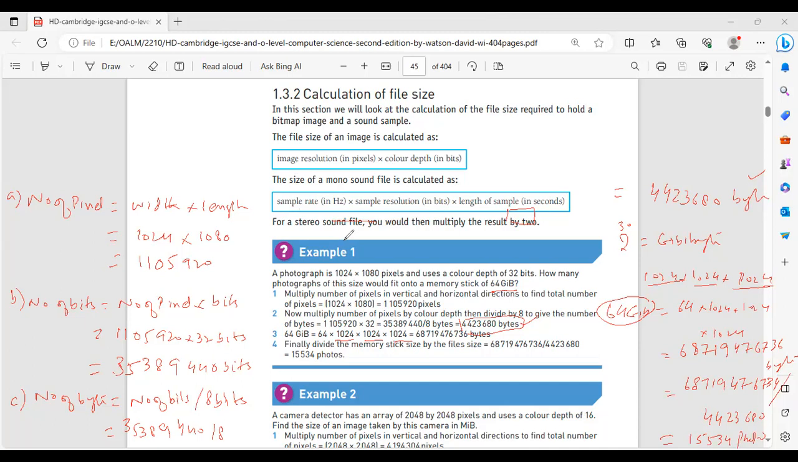I hope you have understood this kind of calculation. I think I should work on it again so that you can understand.